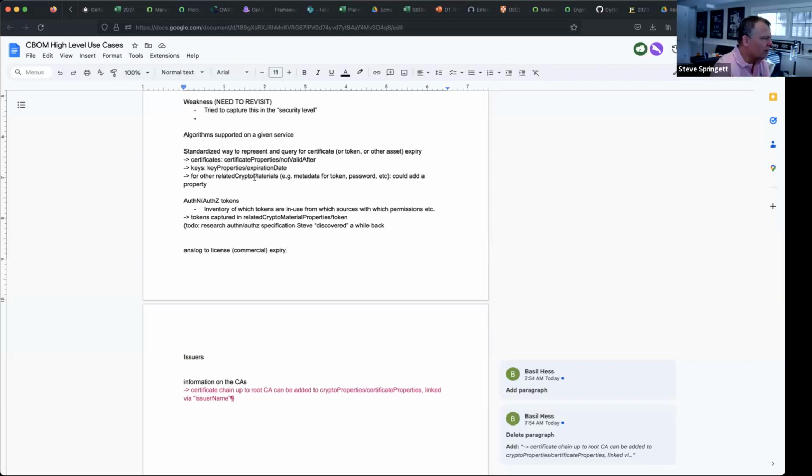But we've got not valid after expiration date for the key. Oh, okay, this is for the software license, right? So this is like a commercial license to use a cryptographic provider. Is that what this is?